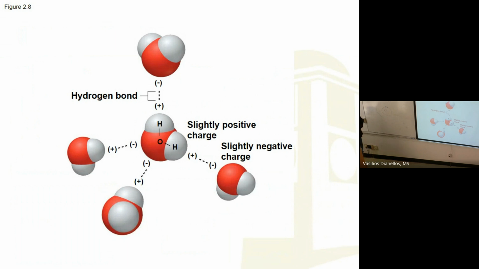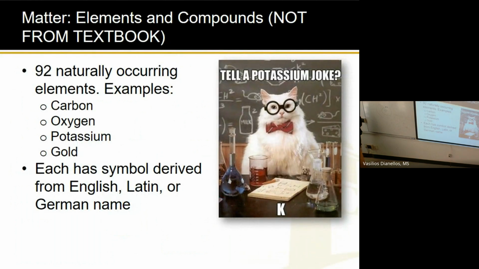All right, let's talk about matter. This is not from the textbook. This is from the old textbook. You definitely don't need to know this, but there are 92 naturally occurring elements. That old textbook gave those 4 as an example. You don't need to memorize that. Each symbol is derived from an English, Latin, or German name. I'll put an X next to it, again, indicating I'm not going to ask you any of these questions on the exam. But here's what you do need to know.